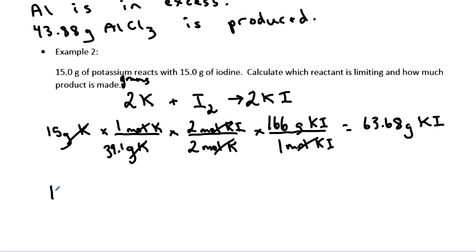So let's compare to the 15 grams of iodine. Okay, let's see what happens if all the iodine reacts. So same set of steps. Get into moles so that you can switch substances. So the molar mass of iodine, I'm going to double the mass of iodine from the periodic table. So that's 253.8.